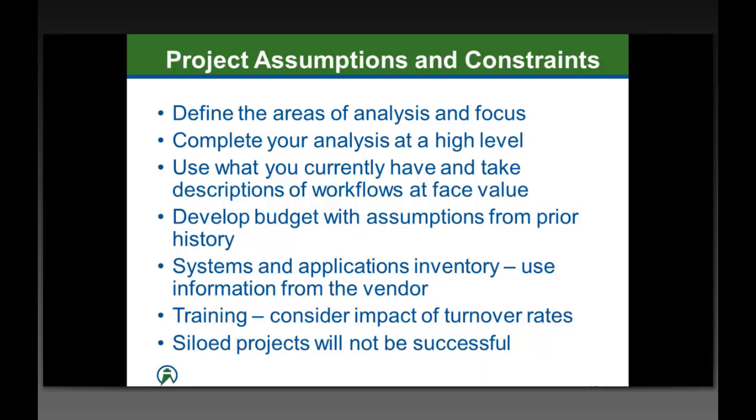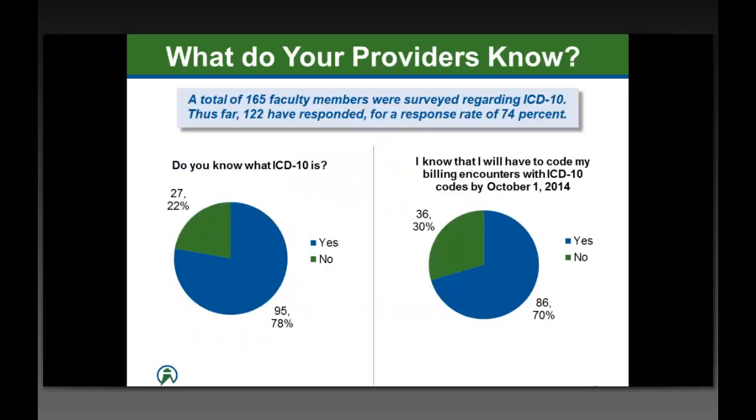I think that one of the things that can be an absolute constraint is knowledge base. This is just a faculty practice plan, and they were surveyed regarding ICD-10 when we started a project. By the time we got done, only about 75% of them had responded. But they had at least 30% at this particular point in time, which was the beginning of this year, that had no idea they had to code their billing encounters with ICD-10 codes by the 1st of October of 2014. In fact, almost a quarter of them didn't know what it was. And so that's really a communication issue moving forward. What do your providers know? What does your staff know? And how are you going to overcome that within your knowledge base?